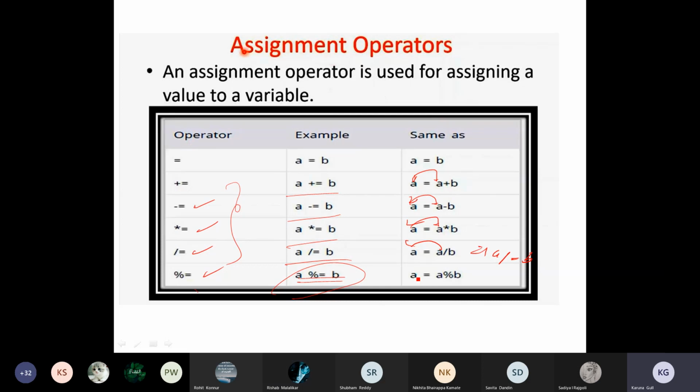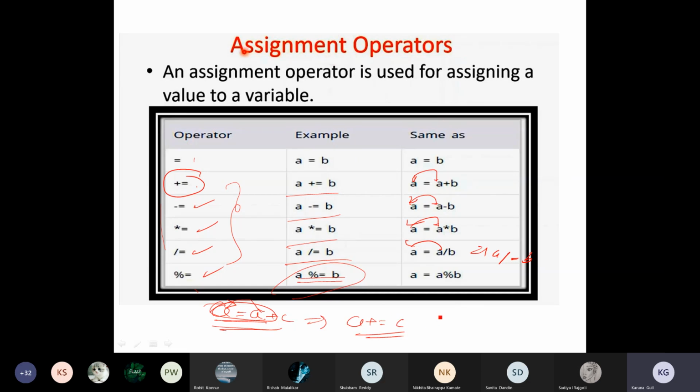Ma'am, can you give an example? For what do you want me to give an example? The second one, ma'am, plus equal to. For this, you take any example. Okay, so now if I have something like A is equal to A plus C, how do I write this? I can write this if these two are same. If these two are different, then I cannot go ahead with usage of any one of these things.